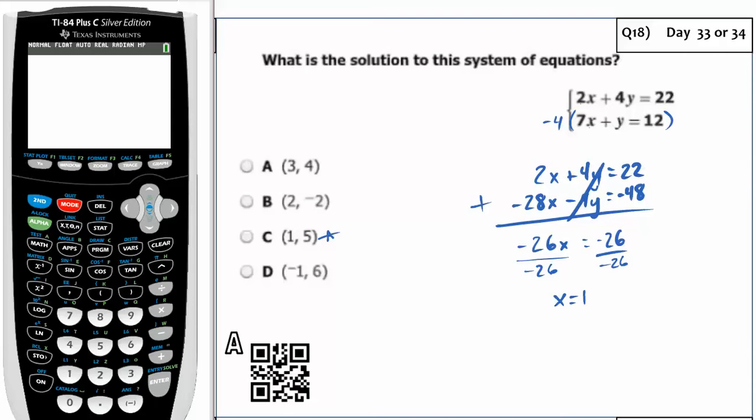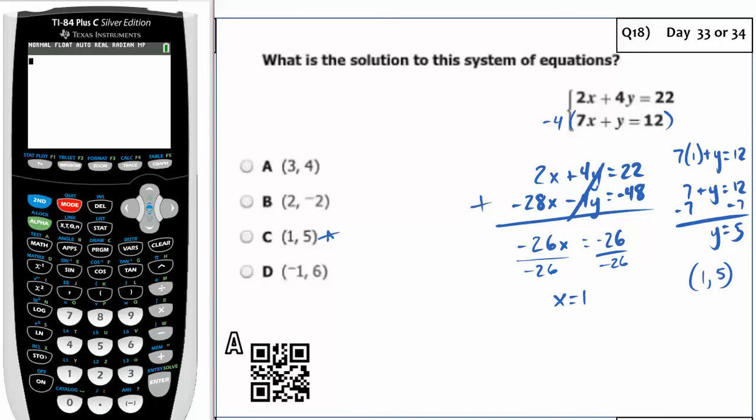So what I'm going to do is I'm going to come back up here, and I am going to plug that into this one. I'm going to find y. So 7 times 1 plus y is equal to 12. So 7 plus y equals 12. Subtract 7 from both sides. I get y is equal to 5. So my answer right now is 1, 5.